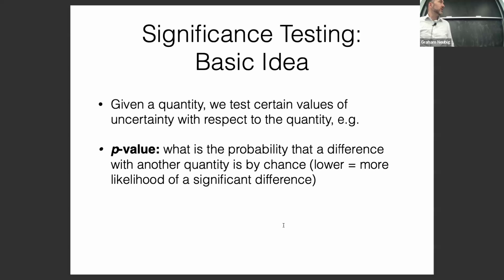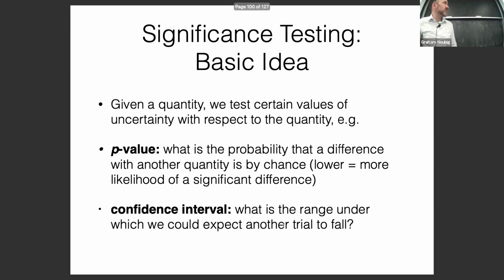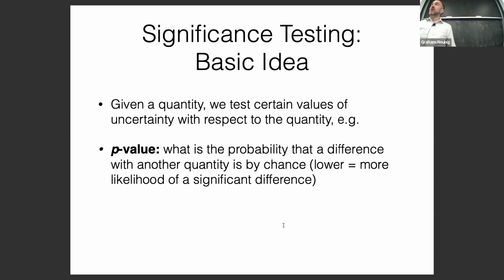So number one is a p-value. And the p-value is: what is the probability that a difference with another quantity is by chance? And so a lower p-value means more likelihood of having a significant difference. Usually the threshold for saying that we have a significant difference is there's a 5% chance, 0.05, that this difference between the models was due to chance or data sampling or things like that. So p less than 0.05 is kind of a threshold for significance.